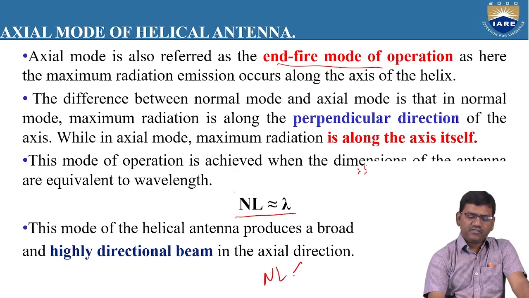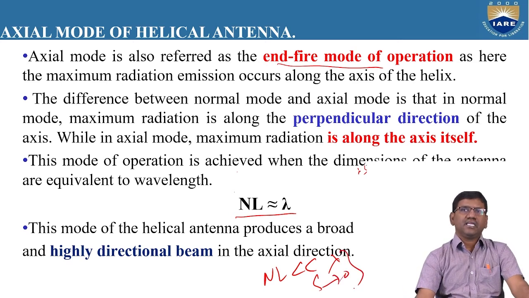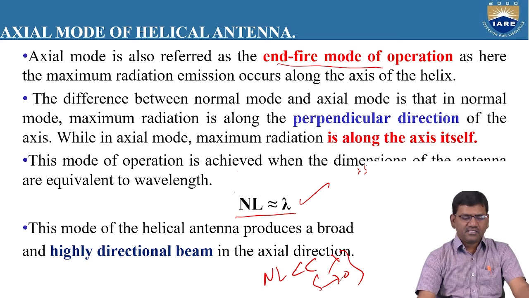If NL is far less than lambda and S tends to 0, under these conditions, the helical antenna is said to be in normal mode. And when NL is approximately equal to lambda, then the helical antenna is said to be in the axial mode.